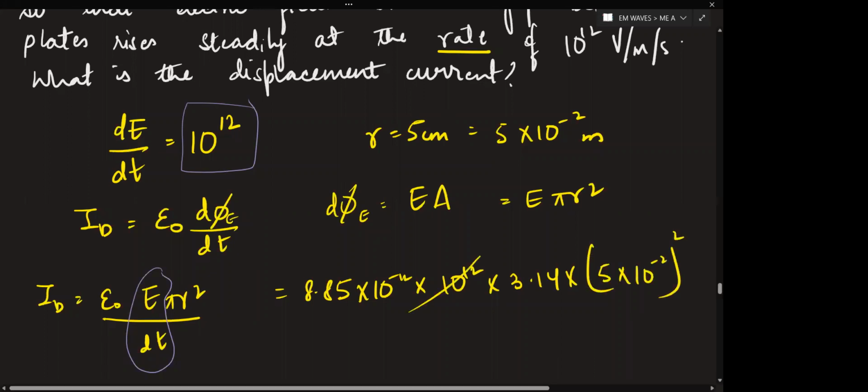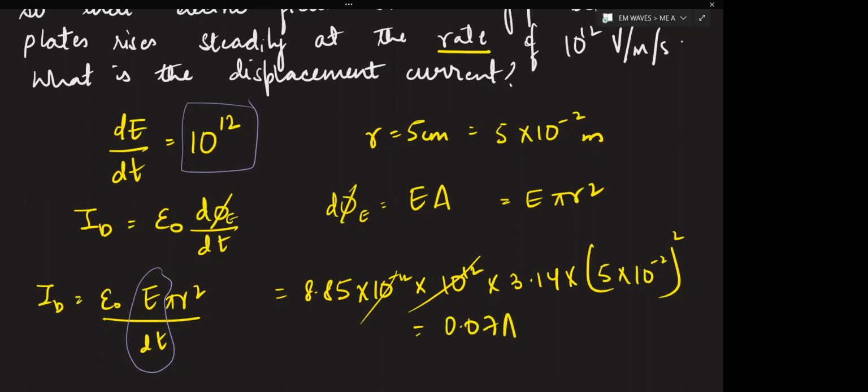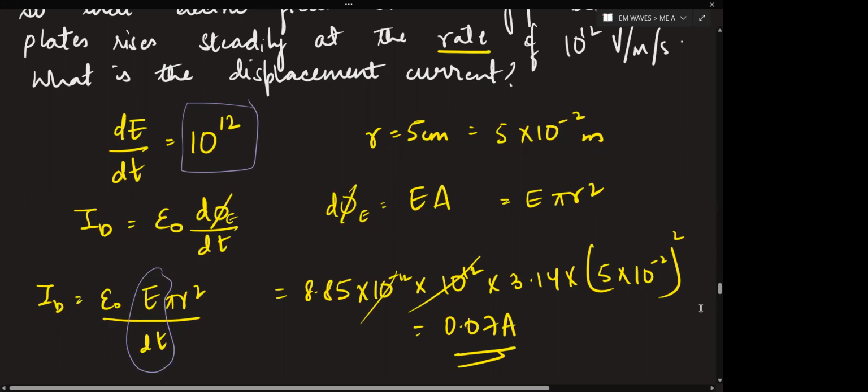So 10 to the power 12 will get cancelled. The answer is around 0.07 amperes. I remember the answer. Just check the calculation once. Is it 0.07 amperes or 0.1 amperes? Just let me know. I think 0.07 must be the answer.